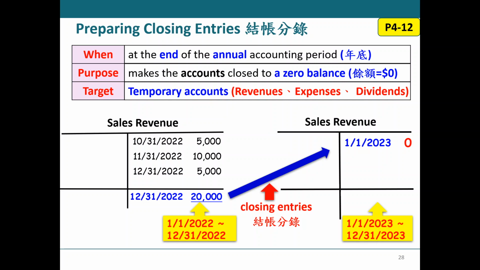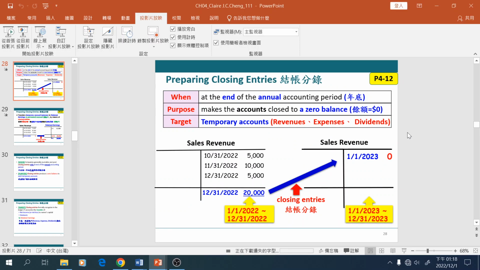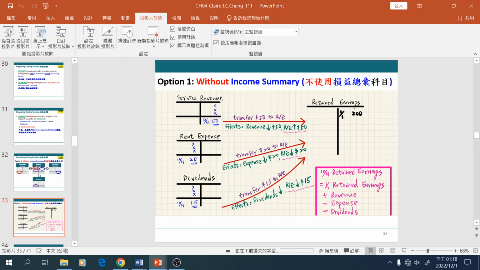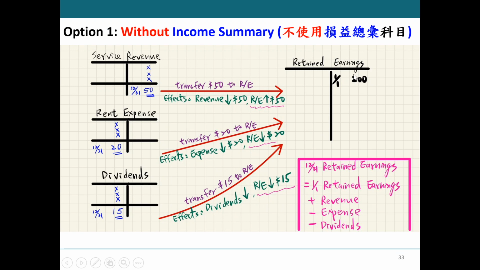So we've done the first thing in chapter 4. We complete all accounting cycles. So here I want to tell you, if you still remember, we close the book, transfer revenue, expenses, dividends numbers directly to retained earnings, right? Okay, so this is how we did it last week.